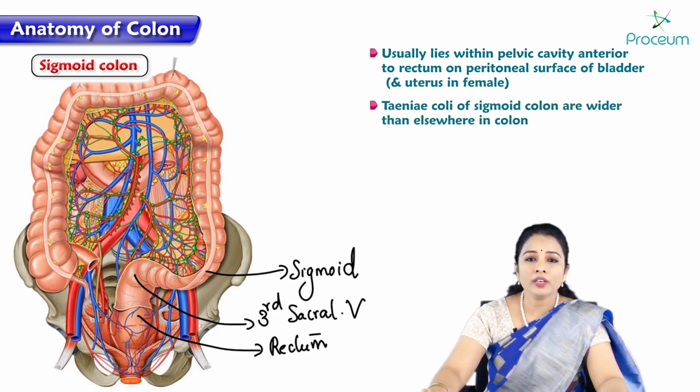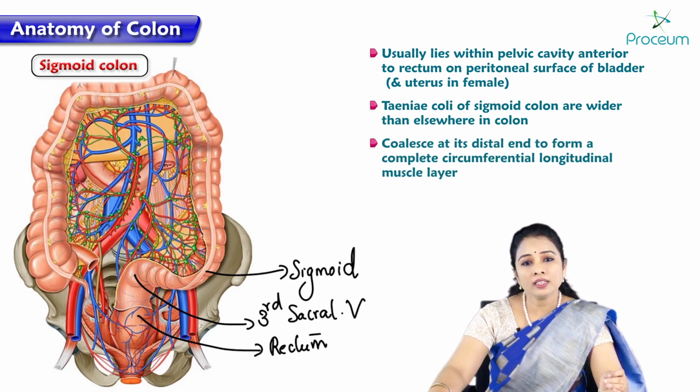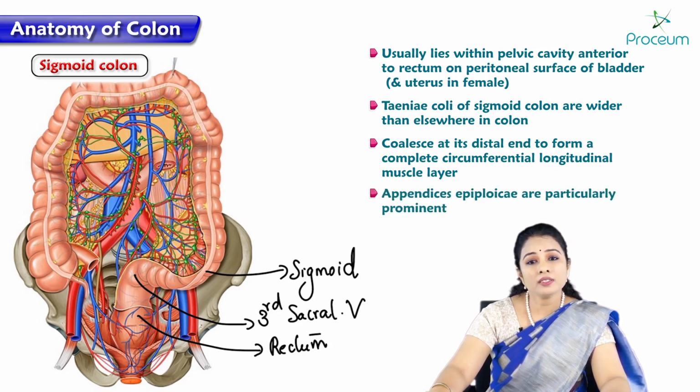So, taenia coli of the sigmoid colon are wider than elsewhere in the colon, and at its distal end they form a complete circumferential longitudinal muscle layer. So, the taenia coli at its distal end form a complete circumferential longitudinal layer of large intestine, that is the sigmoid colon. Appendices epiploicae are particularly prominent in the sigmoid colon.